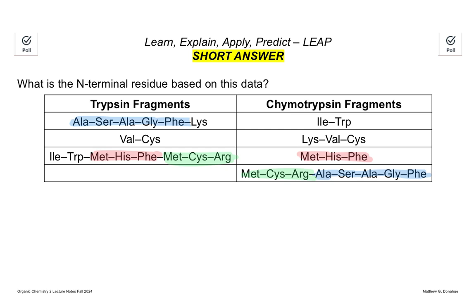I'm running out of colors here. We have Val, Cys right here. Then I'll have to go back to the Lys, you can see that those should overlap. And so that's going to leave us this isoleucine, tryptophan. And so through deduction, induction, whatever, it has to be isoleucine.